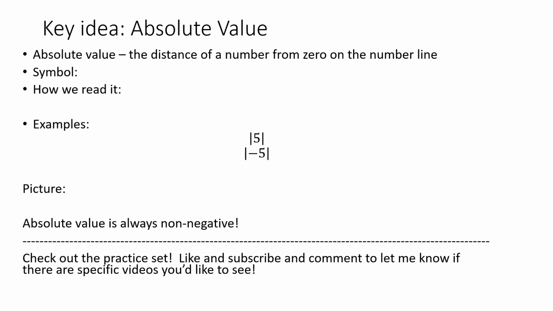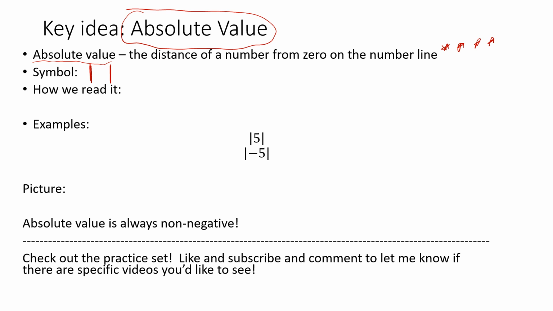Last little piece here, key idea. This is something called absolute value, and you may or may not have seen that before, but the definition is really important. It is the distance of a number from 0 on the number line. I'm going to star that. I have seen a lot of students arrive in my math class with incorrect assumptions of what absolute value is. The symbol for absolute value are these two vertical lines. And they also serve as a grouping symbol.